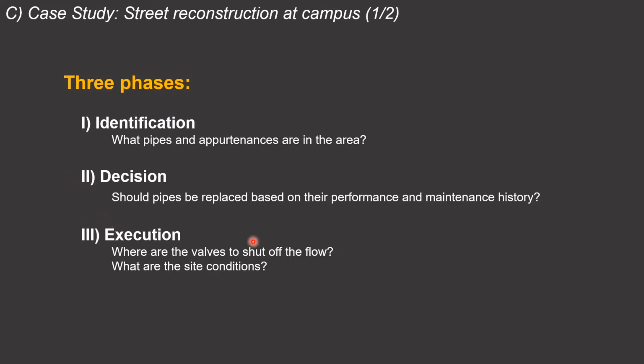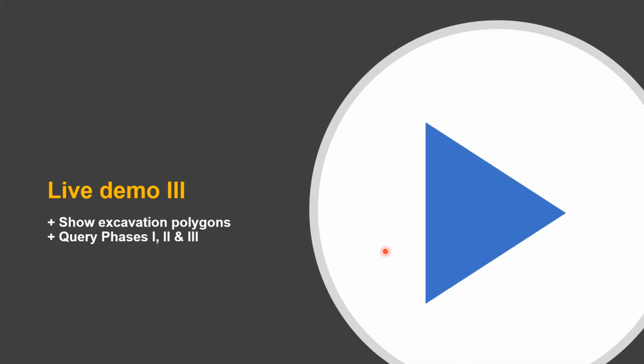And in the third phase, the execution, we want to know and provide to the contractors that will be executing the work what the site conditions are, if there is water, if there is poor soil, and what are the depth of the components, so if they are buried at 2 meters, 1 meter, and what are the valves that shut off the flow to that location in order to ensure safety in case of an accident, for example. So we now go to the third live demo.